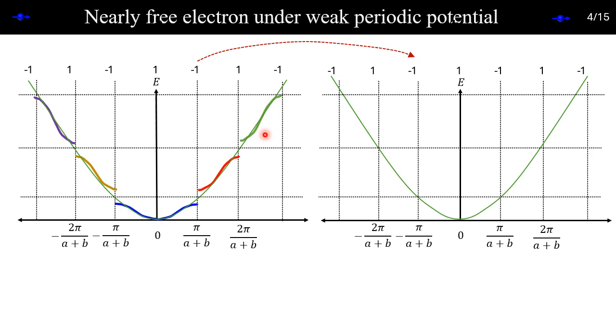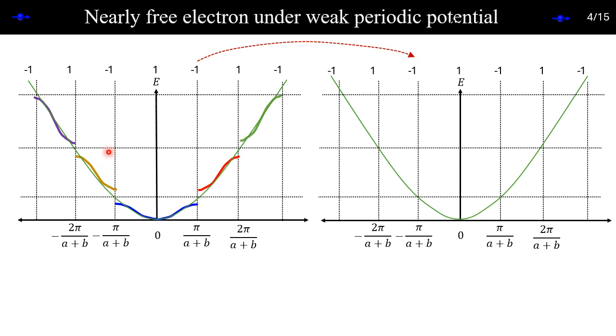Because it is like a free electron, right? But you are having this small gap because of that periodic potential. Is this intuitive? We are not solving anything, we are just borrowing this concept that we have gaps opening up at the Brillouin zone. That's all. Is this okay?